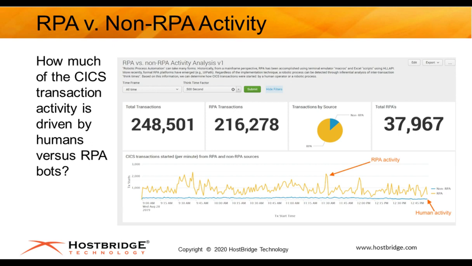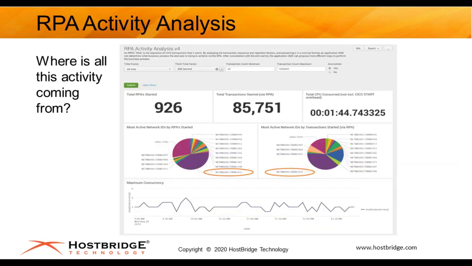And given the graph at the lower part of the screen, clearly you can tell that the bots are winning. Human activity is percolating along there against these terminal-oriented transactions at a fairly predictable pace, but the bot activity is going off the charts. So when the customer originally saw this, they began to suspect, yep, I think we have a problem.